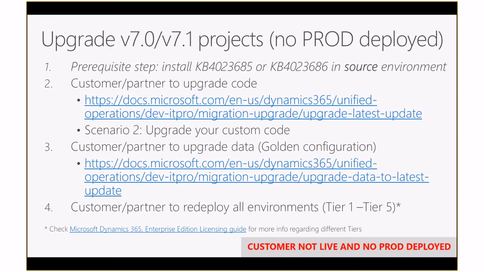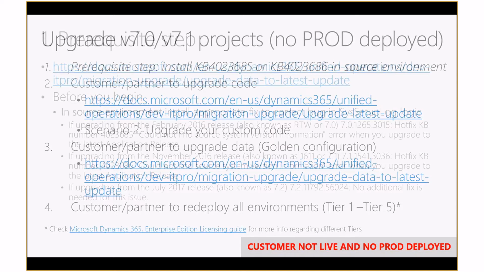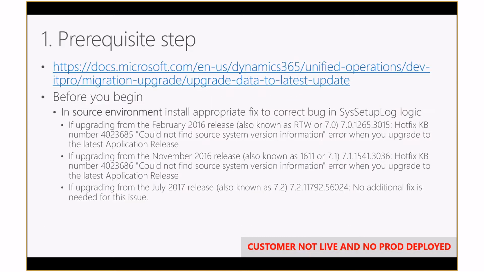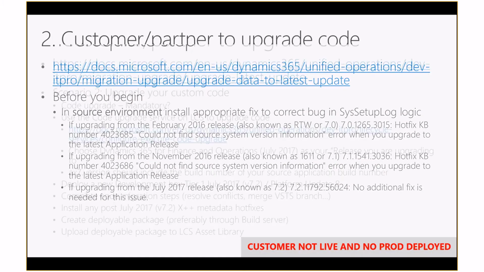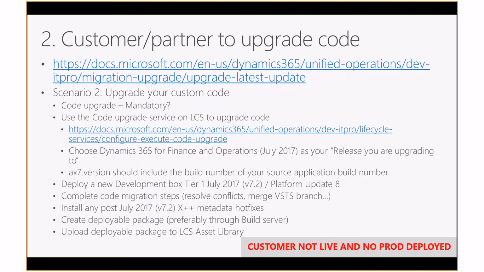And then, of course, as in the previous situation, you have all the other boxes that have to be upgraded as well. So this is the same step one, the prerequisite step. I will not repeat that. I think it's clear now. And also for the code upgrade, there is nothing new. This is actually a copy of the previous slide. Code upgrade is done in the exact same way.